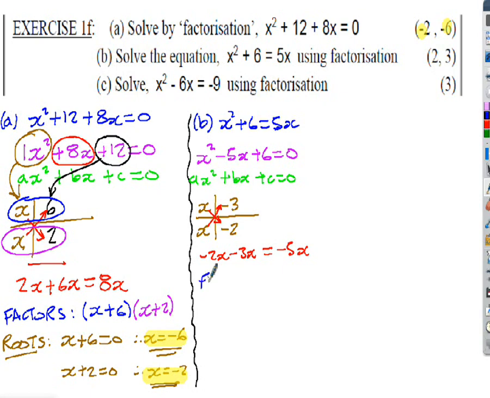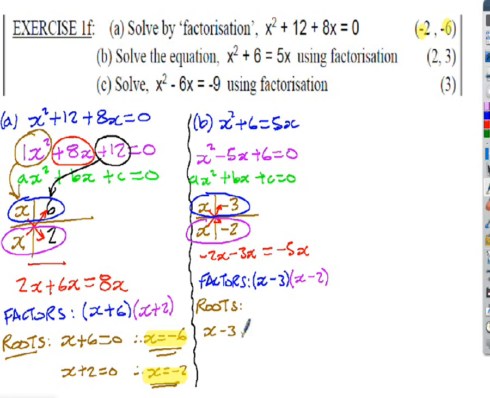So that means my factors, just reading horizontally across, is x minus 3, and reading horizontally across here, x minus 2. I need to find the roots, of course, as always. So I need to equate each of the factors to 0. So x minus 3 is equal to 0. So adding 3 to both sides, x will equal positive 3. And also x minus 2 is equal to 0. So again, adding 2 in this case to both sides, x is equal to positive 2.